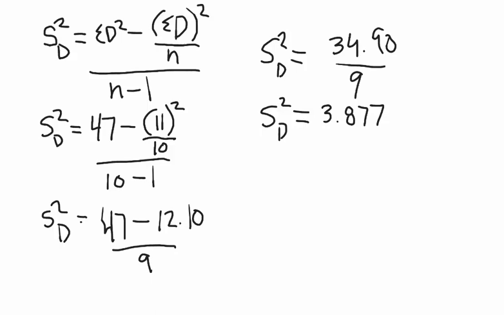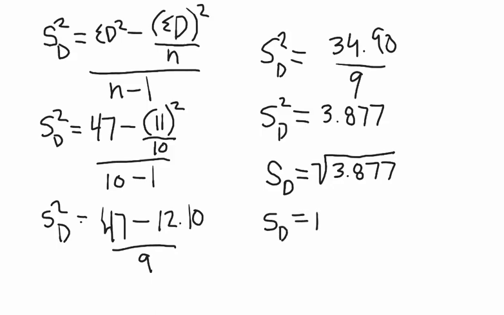Now notice this is the variance of the difference scores, but what I really want to obtain is the standard deviation of the difference scores. And you'll recall that we can easily obtain the standard deviation simply by taking the square root of the variance. So we'll take the square root of the variance, which is in this case 3.877, which will give us a standard deviation of the difference scores that will be equal to 1.969.